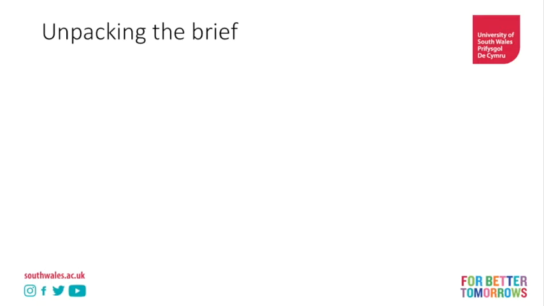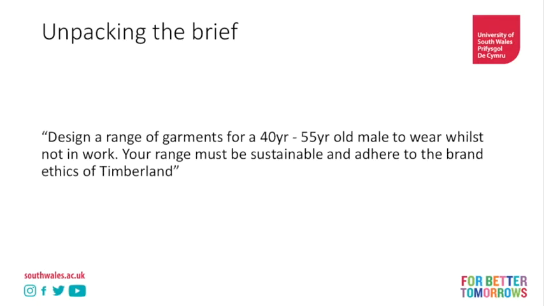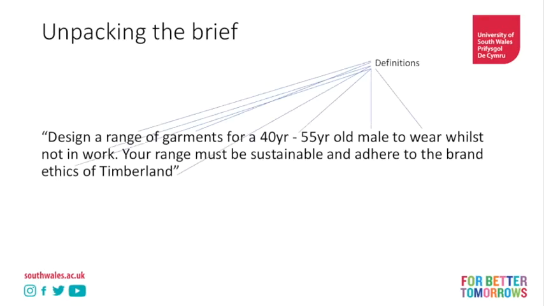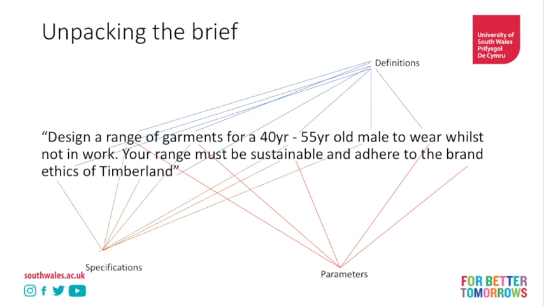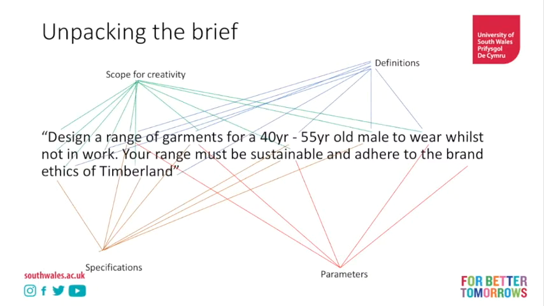Now, the first thing that we do with any design project is we unpack the brief, and that means breaking it apart into its distinct areas. Firstly, we look at definitions. So what parts of the brief do we really have to define for us to fully understand it? Secondly, we look at parameters. What are the boundaries of the brief that we must push against? Thirdly, we look at specifications. What things is the brief specifically asking us that we can't change? And lastly, we look at scope for creativity. Where can we maximize our creativity within this brief? And you can see there's lots of overlap between all of these different things. And that allows us to fully understand the brief and maximize innovation.